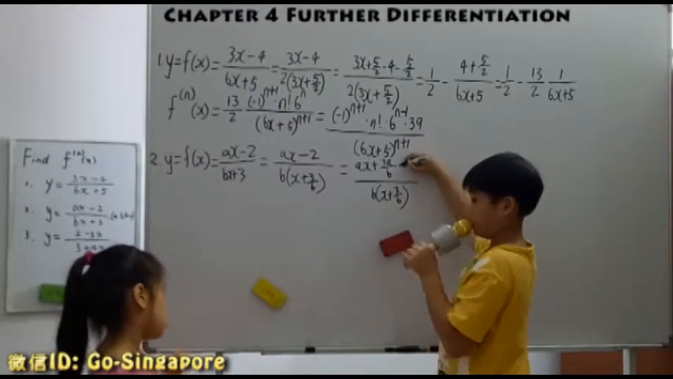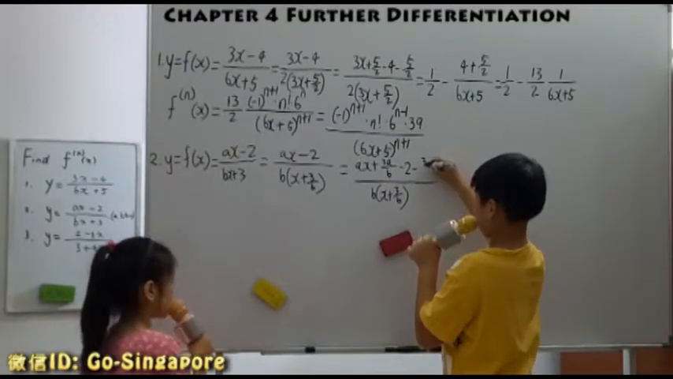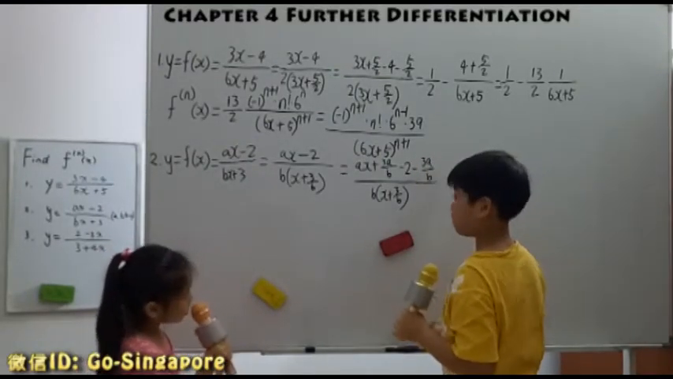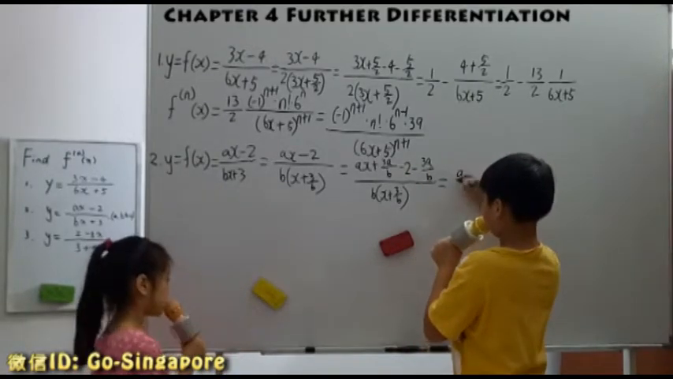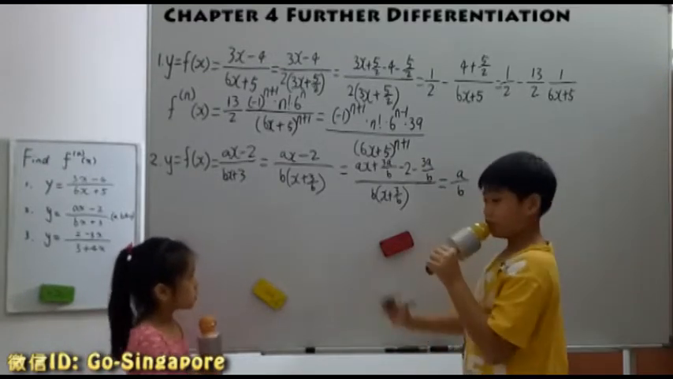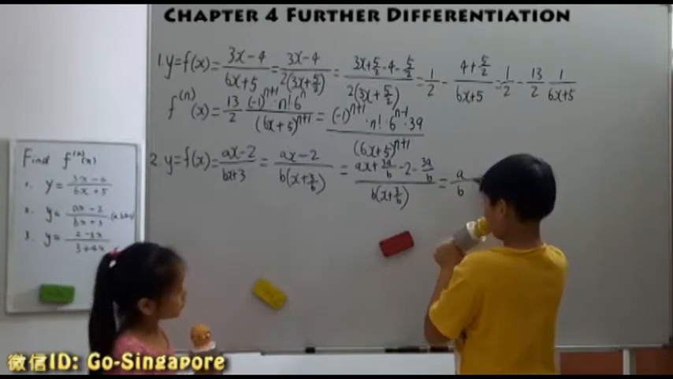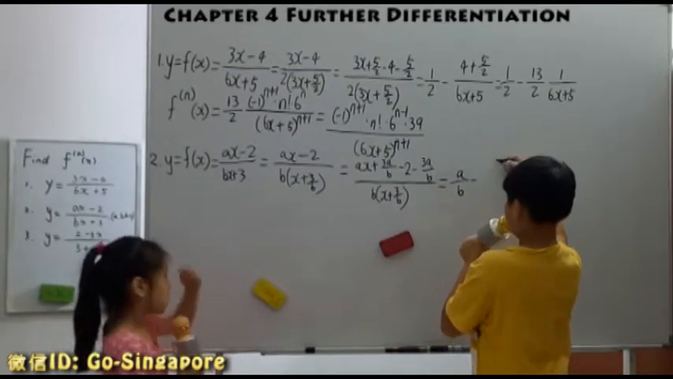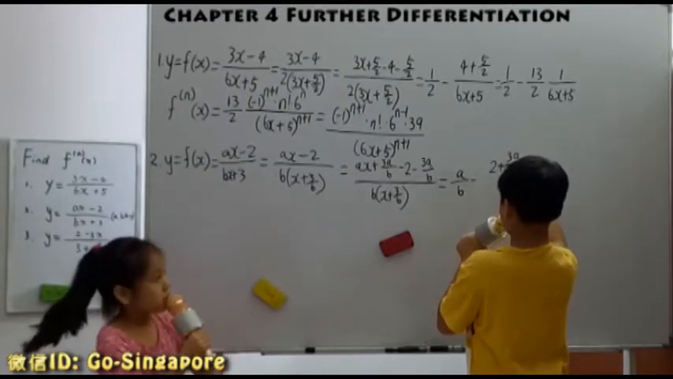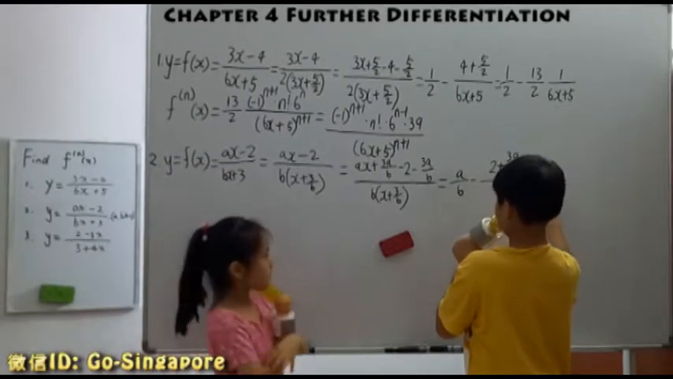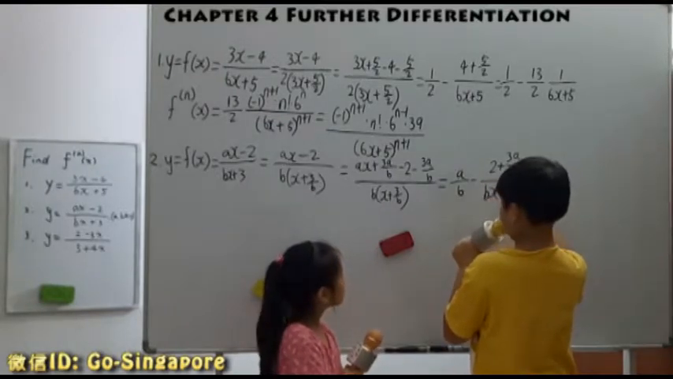And here this is plus or minus? This is a minus 2, 2 minus 3a over b. Then split, right? So over here, this is a over b, and a over b, both a and b are constants, right? Then here we'll minus. This is 2 minus. Wait, this is a plus. Plus 3a over b. Then this over bx plus 3.